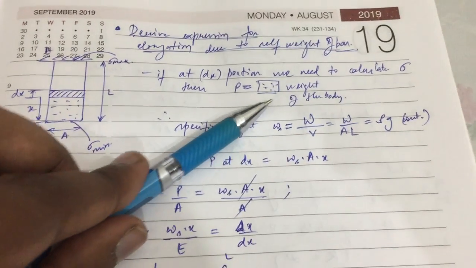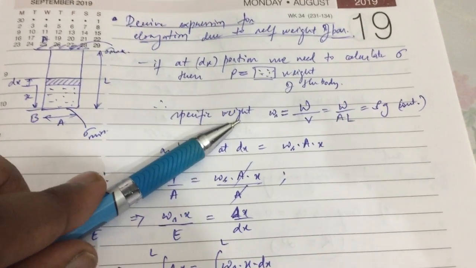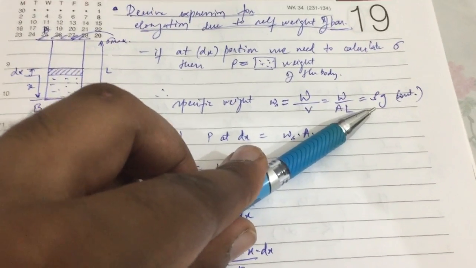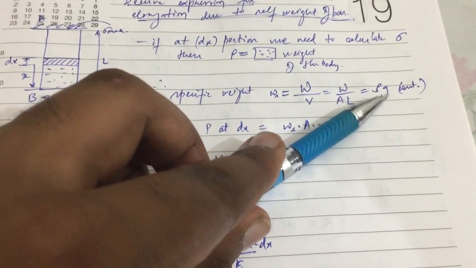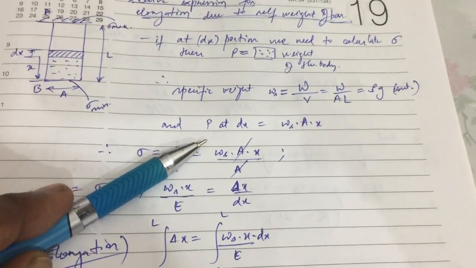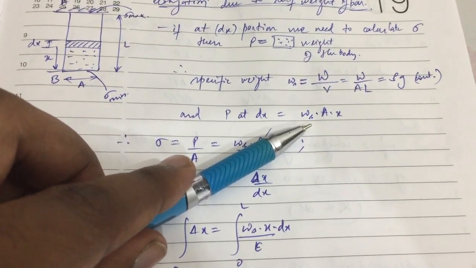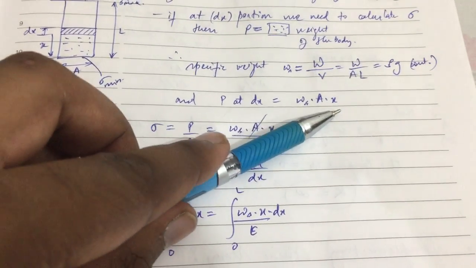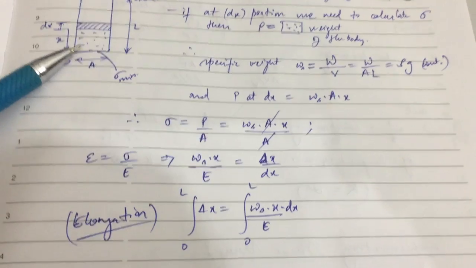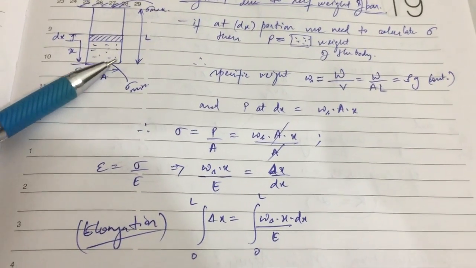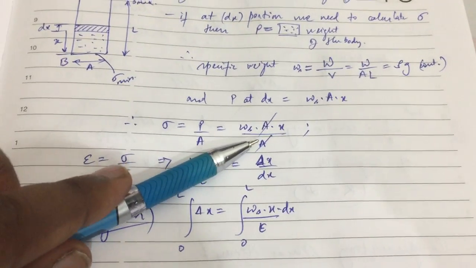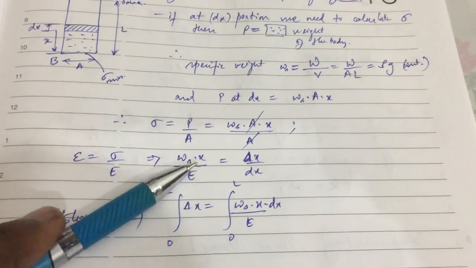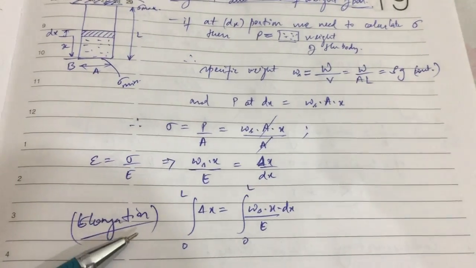So to calculate the stress, we need to have the weight of this portion. For that we need a specific weight, and the specific weight is nothing but the total weight divided by the volume. So the total weight W by volume AL is also equal to the density times gravity, which is constant basically. So the force at a dx will be specific weight times the area of this section times the length. So A times x is the volume. So specific weight times the volume will give the total weight of this portion and also the force of the portion. Stress is nothing but P by A. So when we equate it, we will get Ws, specific weight times x, and the strain using the formula we will get this expression, and for the elongation delta x we will have this expression.